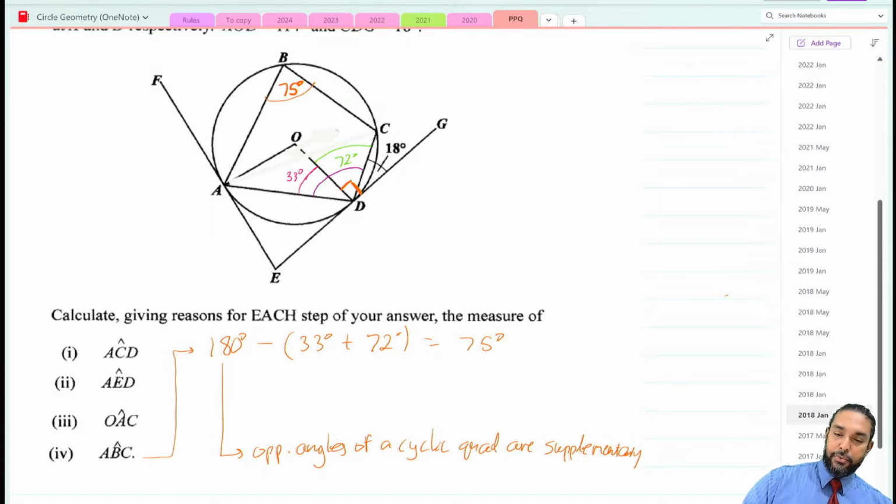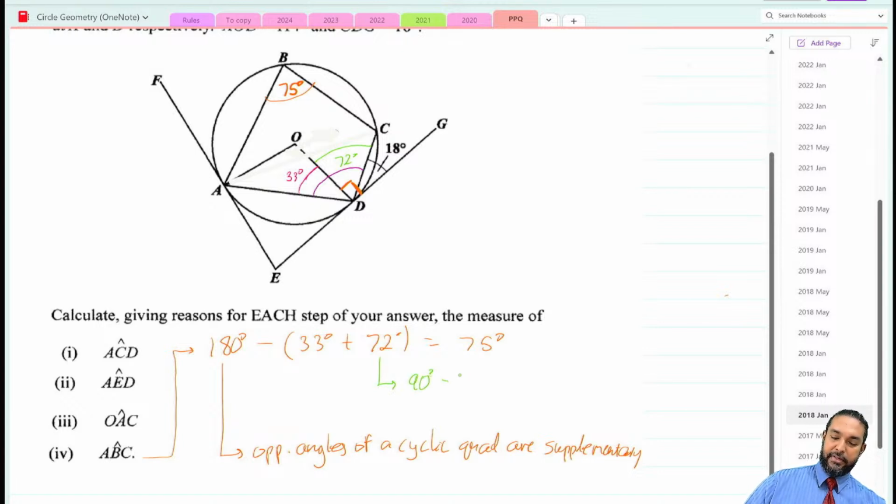Right, and the 72, we had explained that one at least a little bit. That one was 90 degrees minus the 18. And the 90 was because of the angle between tangent and radius.